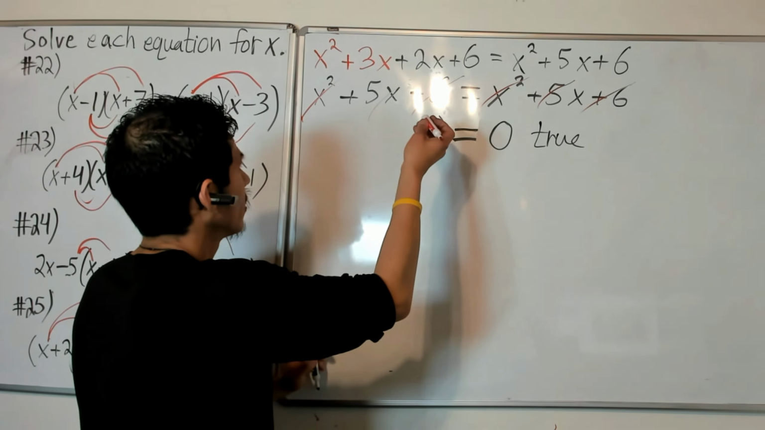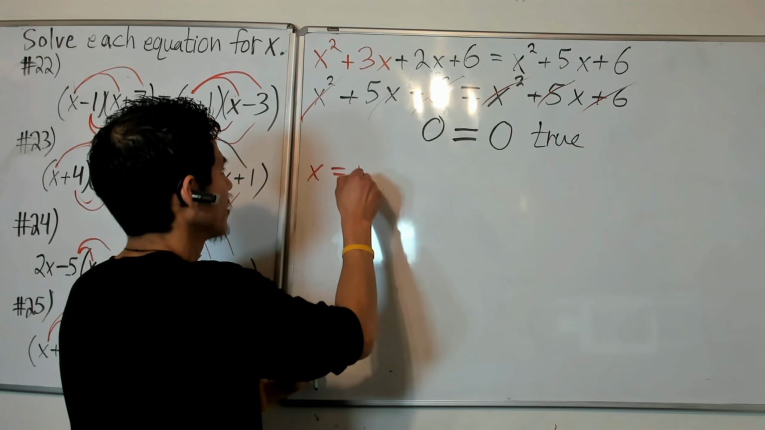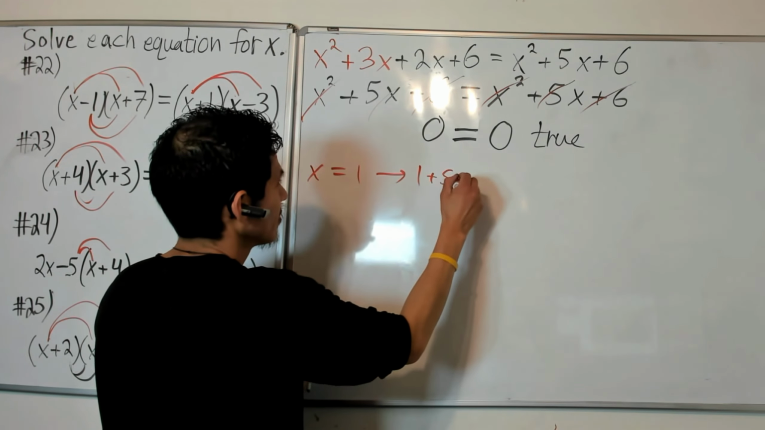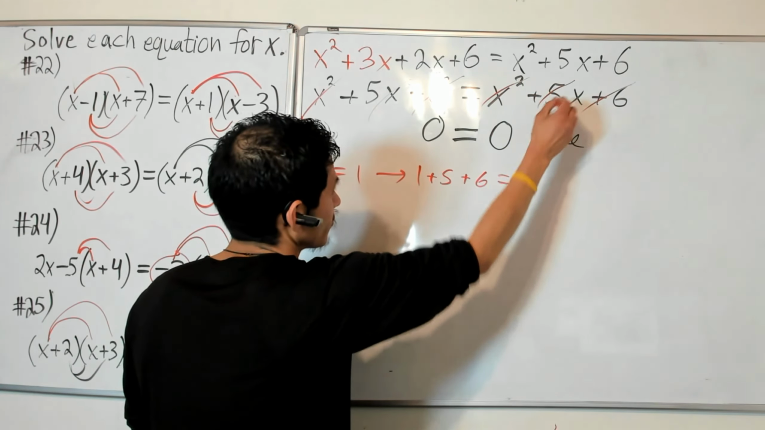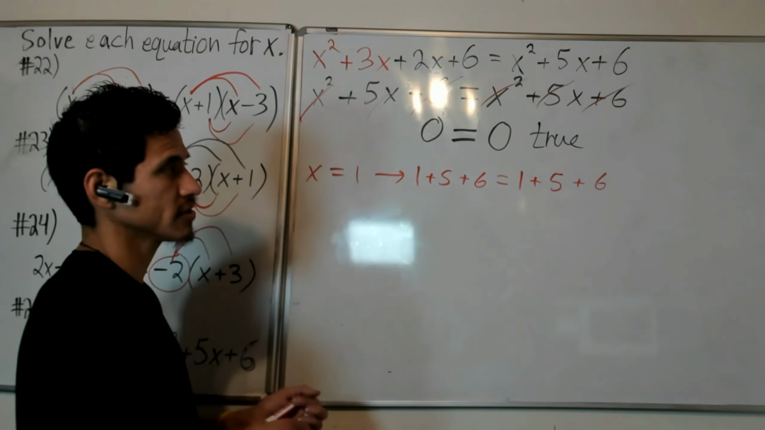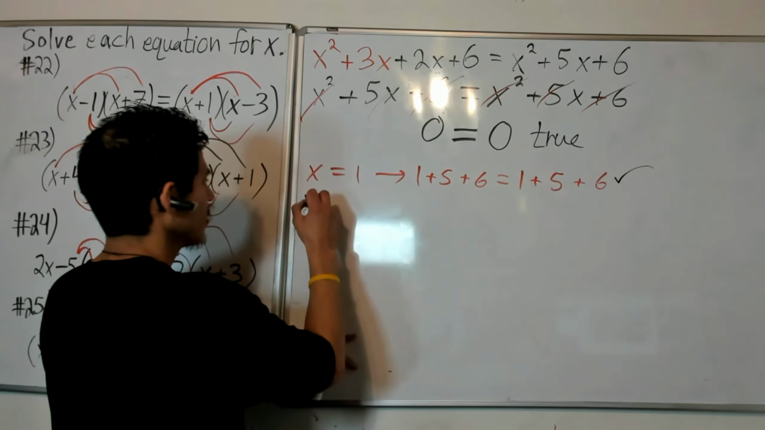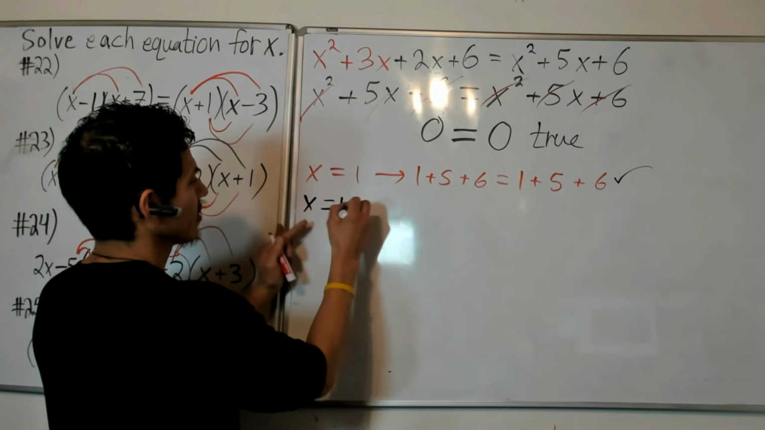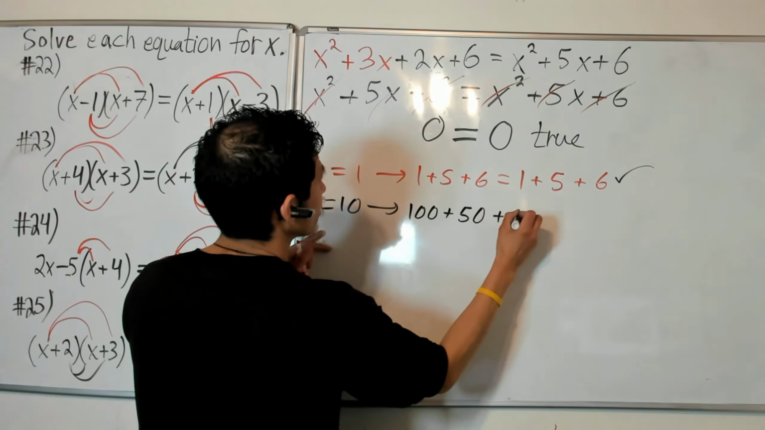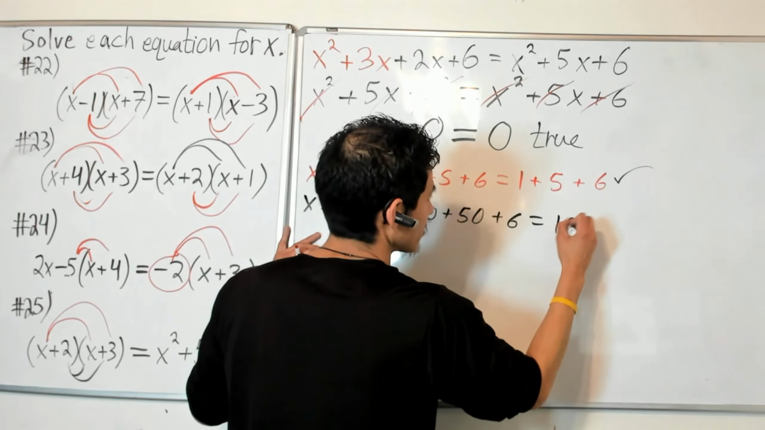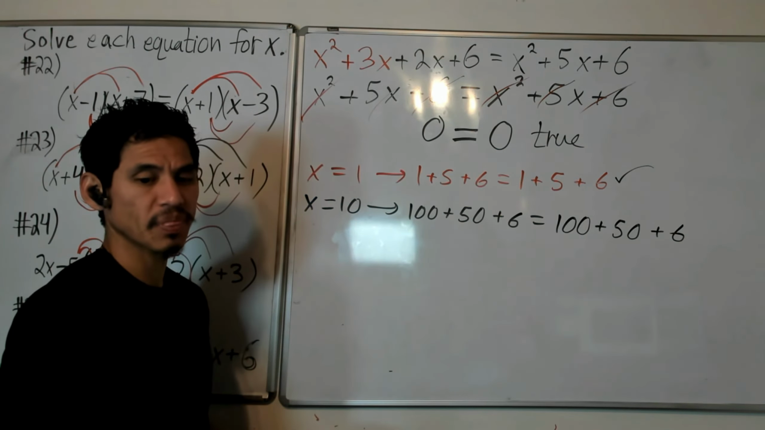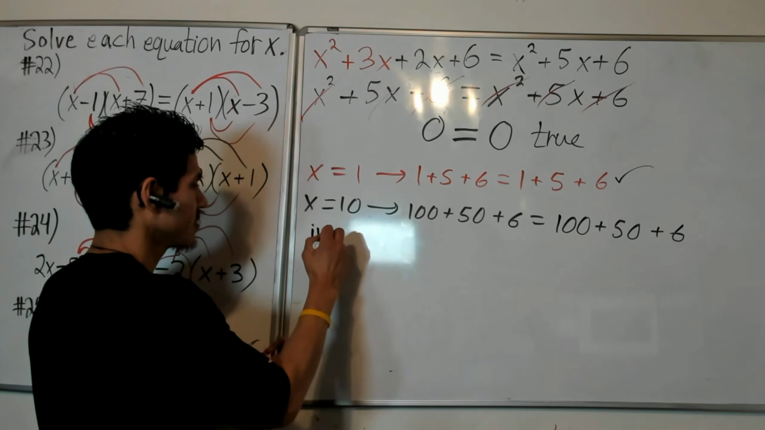Because let's just say x is 1. Then I get 1 plus 5 plus 6, 1 plus 5 plus 6. That's true, of course, duh. Obviously. What if I make it x is 10? 100 plus 50 plus 6 is equal to 100 plus 50 plus 6. This is true as well. So this we say infinitely many solutions.